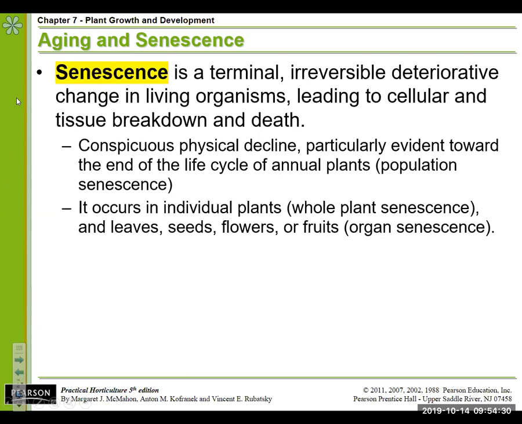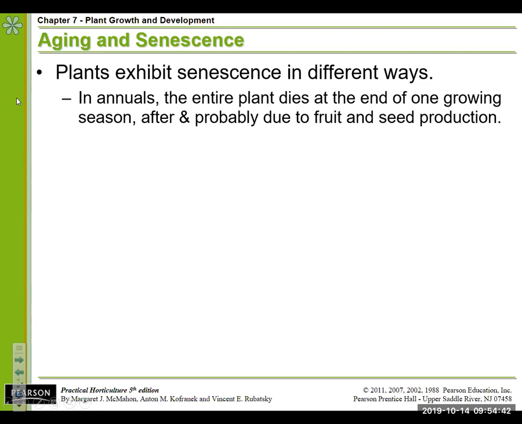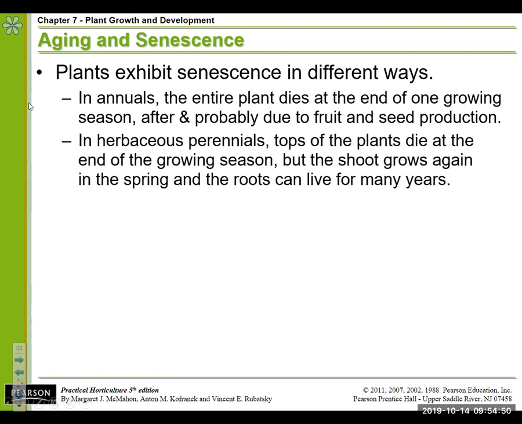We can see this in plant populations or in individual plants, or just in specific organs of plants as well. And this culminates in different ways in different plants. So in the annuals, the whole plant dies back, and the root system dies. In the herbaceous perennials, the tops of the plants die back to the ground at the end of the growing season. But then there's energy that survives in the roots. The roots continue to survive and live for many years. And then the crown of the plant will expand and a new shoot will grow the following growing season, once those environmental cues are reached.